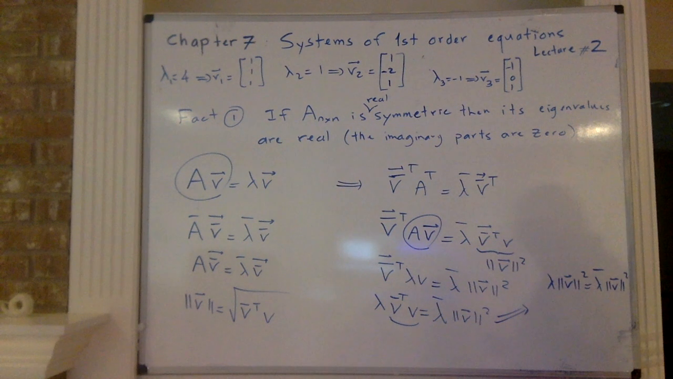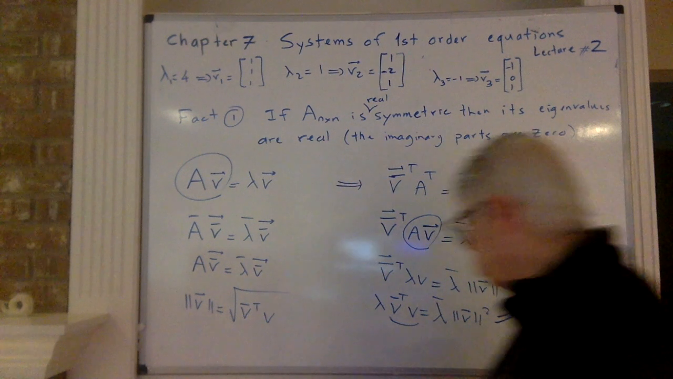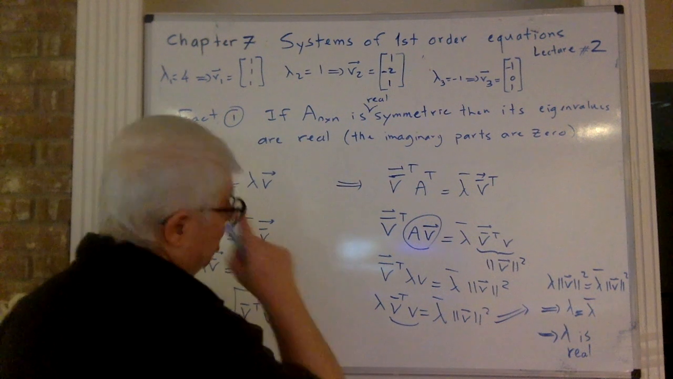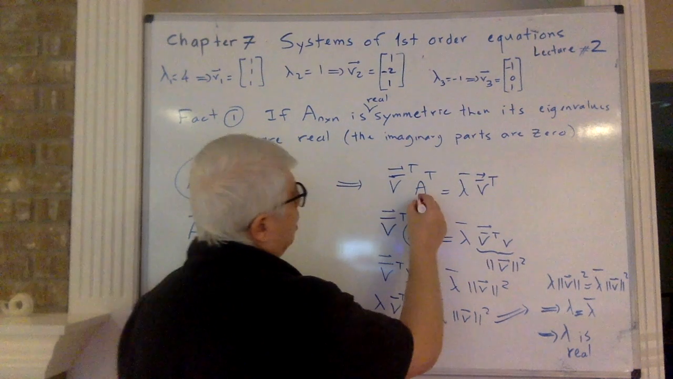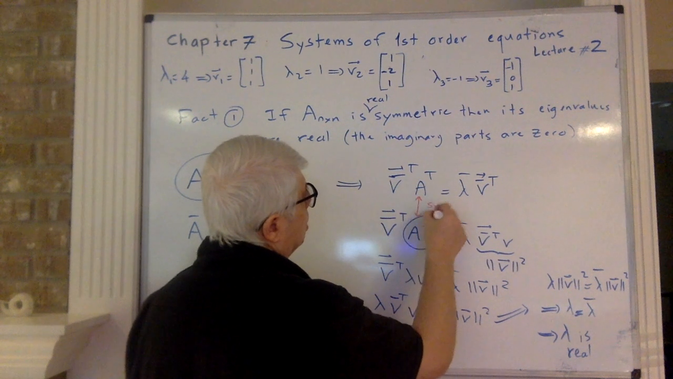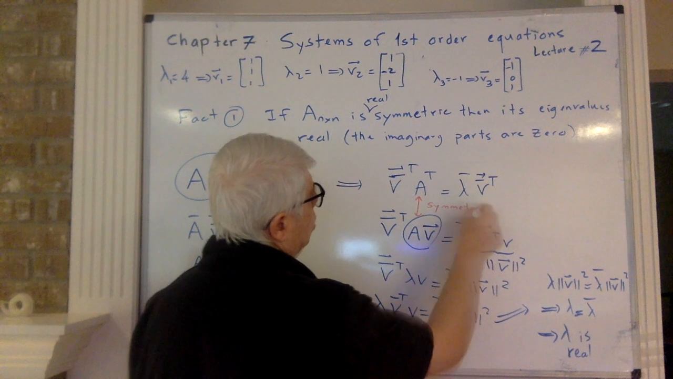Now we should assume that the magnitude of V is not zero, which I didn't state before. We are not looking for zero eigenvectors. So this is not zero, which implies that lambda and lambda bar are equal, and this implies that lambda is real. And you saw the crucial step was this one, from here to here. That was the crucial step, that A is symmetric. Otherwise, I couldn't prove it.